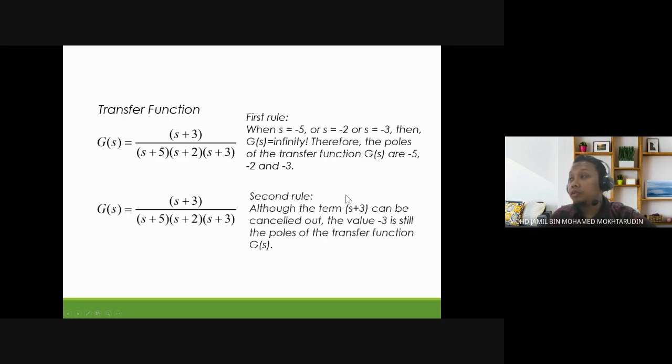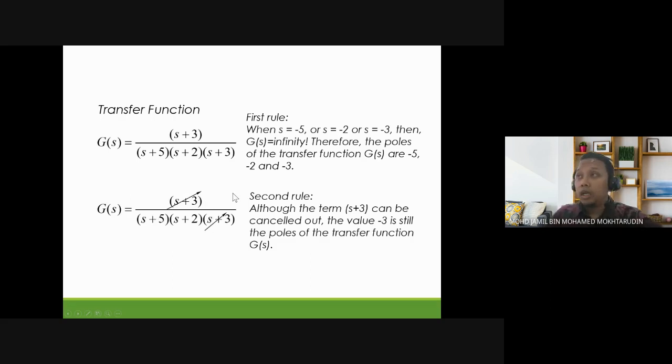And using the second rule, although the term s plus 3 is the same in the numerator and denominator and we can cancel it out, the value minus 3 is still a pole, even though you have cancelled them out. It is still a pole of the transfer function.